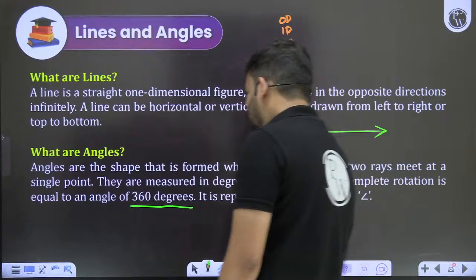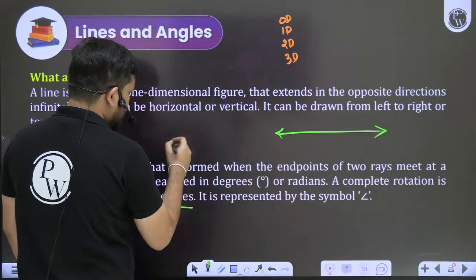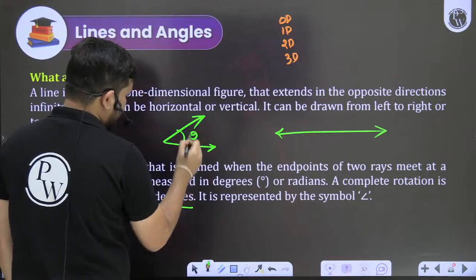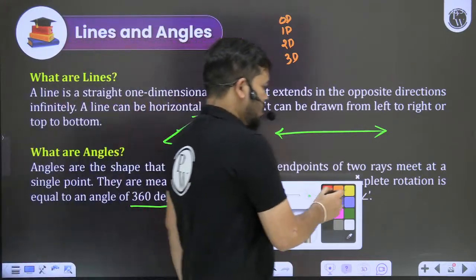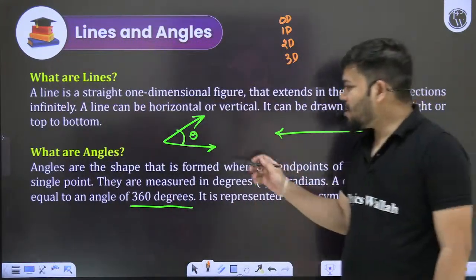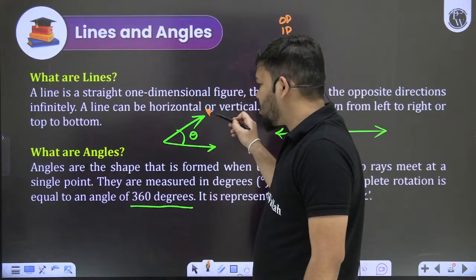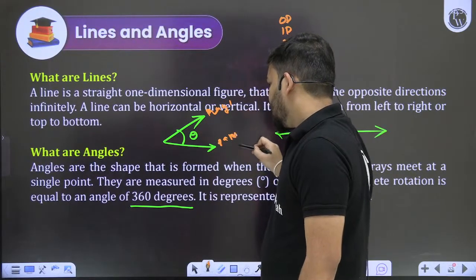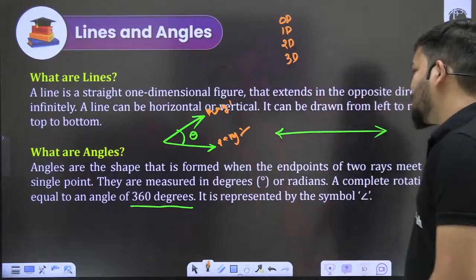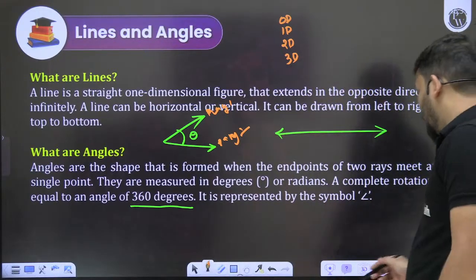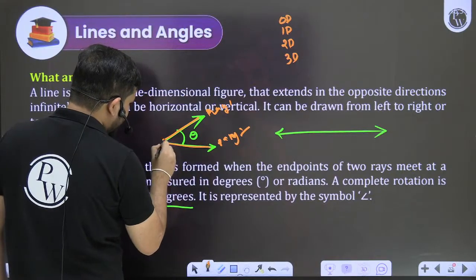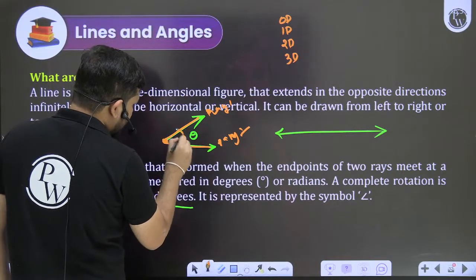Okay, now you can see here, this is your line. There is a ray, this is the ray, and this is one more ray, and this is theta. This is the angle. There is ray 1 and this is ray 2. So angles are the shape that is formed when the endpoints of two rays meet at a single point. This is the endpoint of this and this is the endpoint of this. They are meeting at a point and this is nothing but your angle.